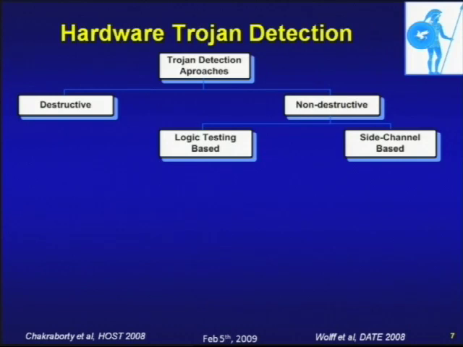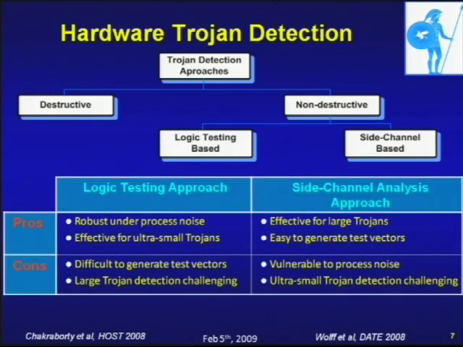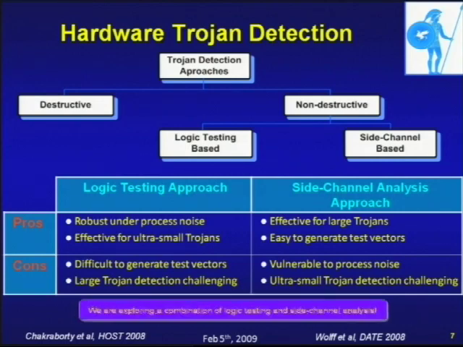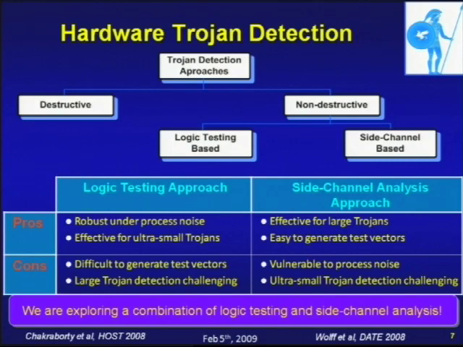Let me list the challenges in the two approaches. So this is the comparison in terms of advantages and disadvantages of these two non-destructive approaches. There are advantages for both approaches, and we believe that in order to make sure that Trojans of different sizes and different types can be detected, we need a combination of both approaches. We are also looking into a combination of logic testing and side channel analysis for detecting any type of Trojan of any size. And we have also published some papers recently on our approaches.